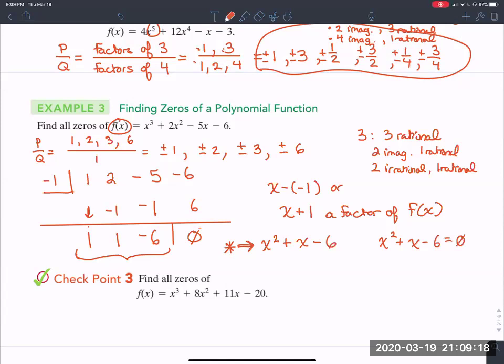Yes, you can use the quadratic formula, but I told you to do this as a means of last resort. Try factoring first. Can x squared plus x minus 6 be factored? Well, it can. It can be factored into x plus 3 times x minus 2 equals 0. Then we set x plus 3 equal to 0 and x minus 2 equal to 0 and solve and get x equals negative 3 and x equals 2.